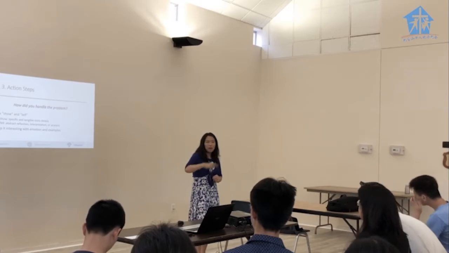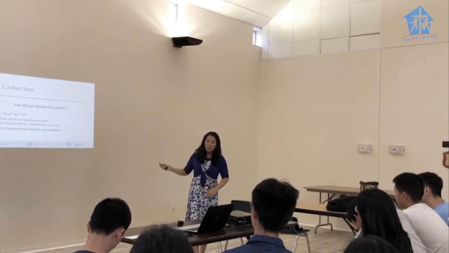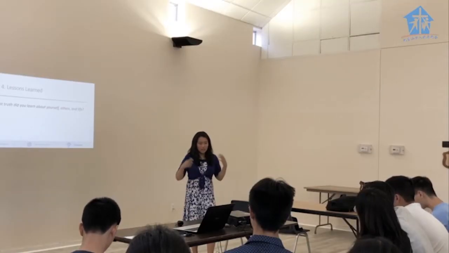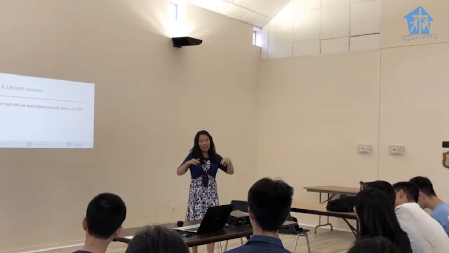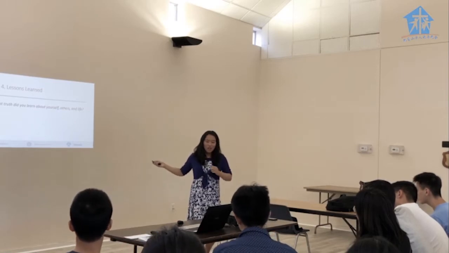All right, we've got the problem, we've got the background story, so the hook, the background, action steps. What's next? It's lessons learned. What truth did you learn about yourself, others, and life? So what did you take away from this? And some things I like to think about as prompts for starting, of how you might say this, because it's kind of weird to say, oh, I learned that, it's awkward to stand in front of people and talk.